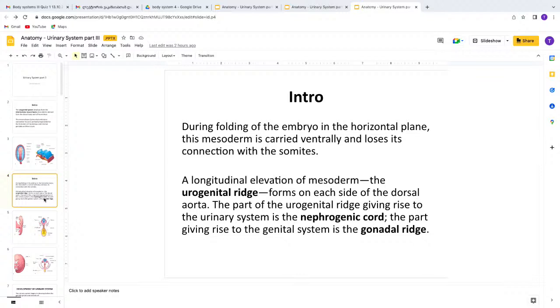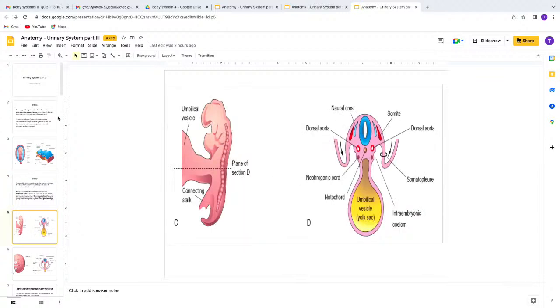And a longitudinal elevation of the mesoderm is created, and it's called the urogenital ridges. These urogenital ridges form on each side of the dorsal aorta. The part of the urogenital ridge giving rise to the urinary system is called the nephrogenic cord. And the part that gives rise to the genital system is called the gonadal ridge.